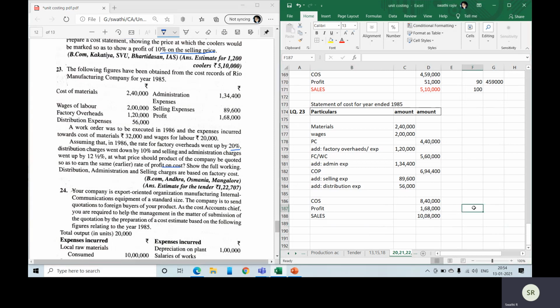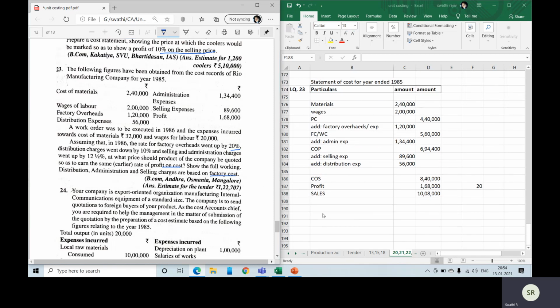So how do we find it? Basically, it's our profit divided by cost, 20%. Now, so the full working, distribution, administration, and selling charges are based on factory cost. They have directly given to you on what it should be based. That is distribution, administration, selling charges, right? So factory overheads, though we already know it is based on wages from our previous experience or previous questions. Calculation of manufacturing expenditure.